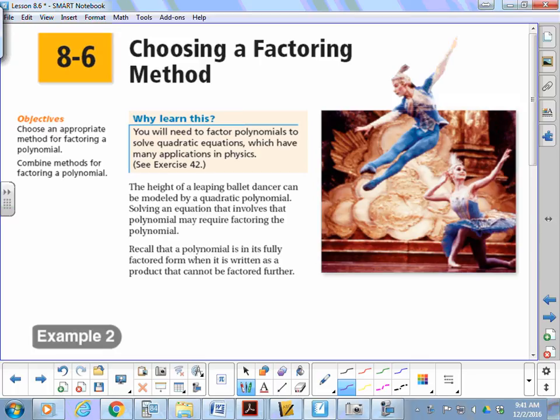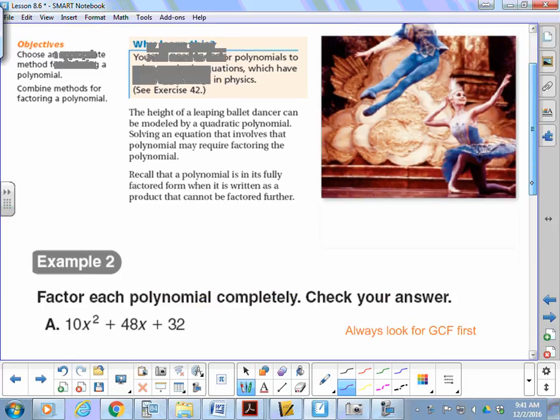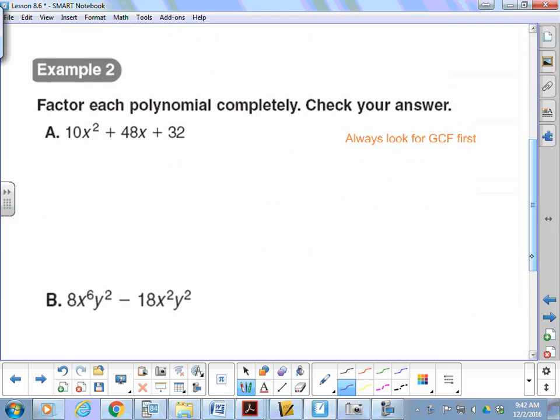8.6 is about choosing an appropriate method for factoring a polynomial. We are also going to combine methods for factoring. In other words, we're going to see more problems today where you have to actually factor out the greatest common factor first, and then after that factor the trinomial or difference of two squares or something like that. So let's just get right into it.